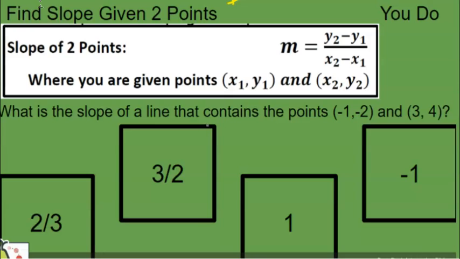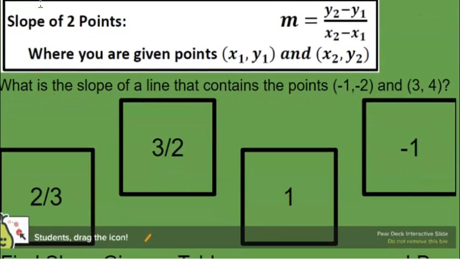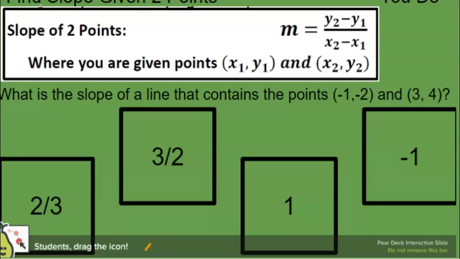On the next slide, you're going to do this one. What is the slope of a line that contains the points (-1, -2) and (3, 4)? Drag the icon over the correct answer choice.